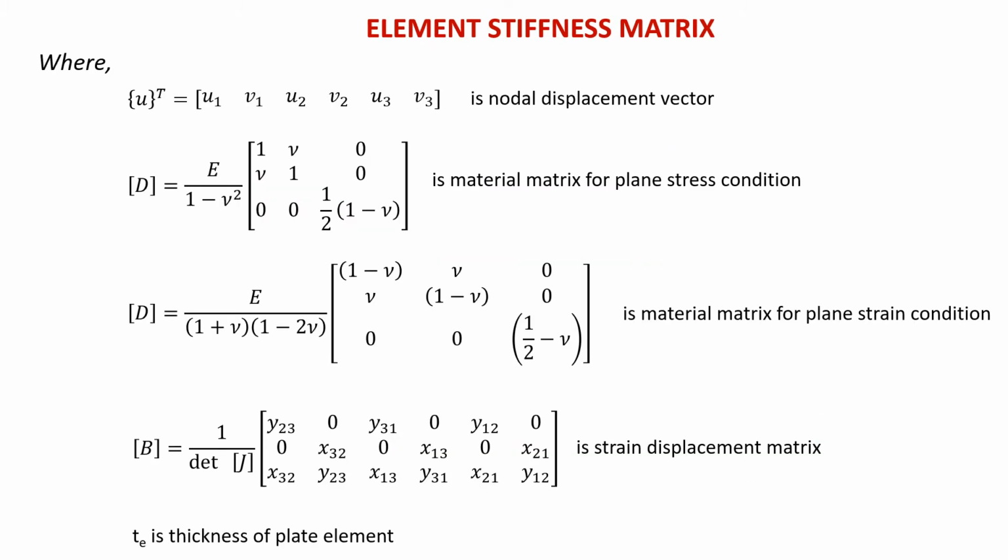where U is the displacement or the degree of freedom in one element from U1 until V3. The D is the material matrix or the material properties. There are two types. One is for plane stress, one is for plane strain. The matrix B is given by this matrix. T, as mentioned, is the thickness of the element.